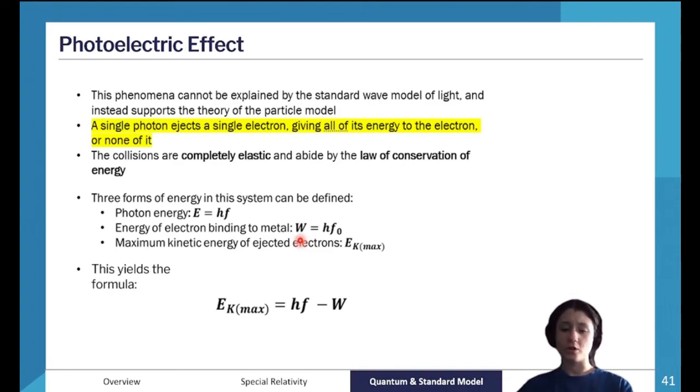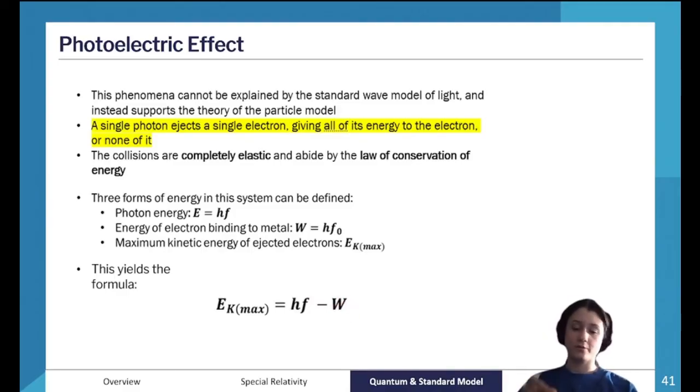Because obviously it's still bound to its atom, we need to give it enough energy to jump out. So, this is equal to h times the threshold frequency f naught. As you can see, this is directly derived from the formula here. So we have the threshold frequency, which is how much energy it takes to get that electron out. Now, the maximum kinetic energy of the ejected electrons will be however much energy that photon had, minus however much it took to get it out of that metal to begin with.